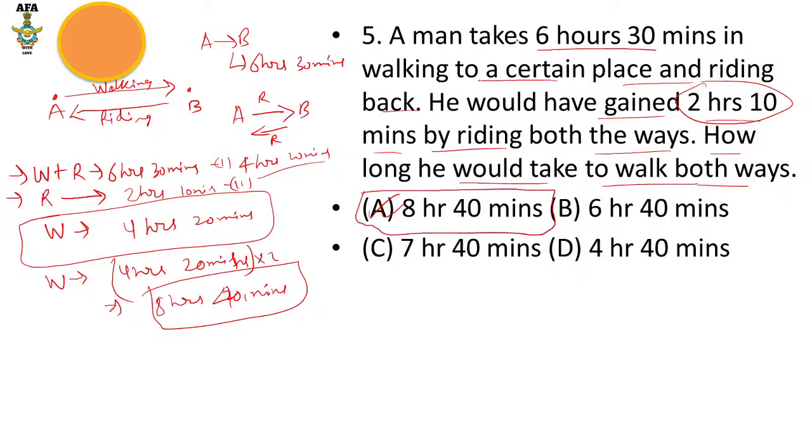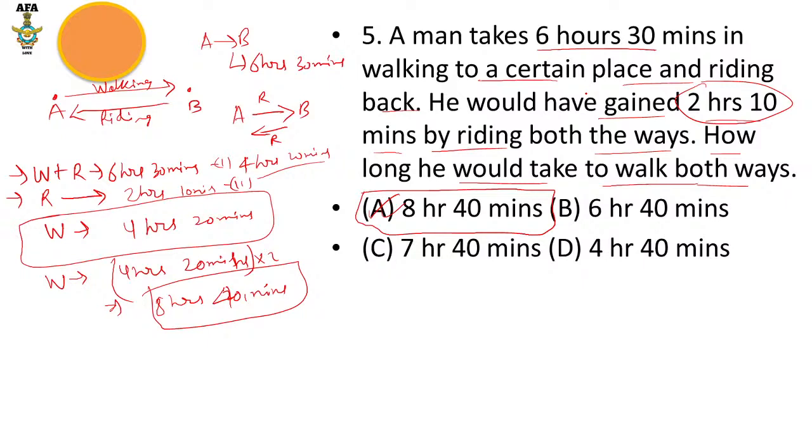So what was there in the question? A man takes 6 hours 30 minutes in walking to a certain place and riding back. He is walking in one way and riding in the other way. He would have gained 2 hours 10 minutes by riding both the ways.